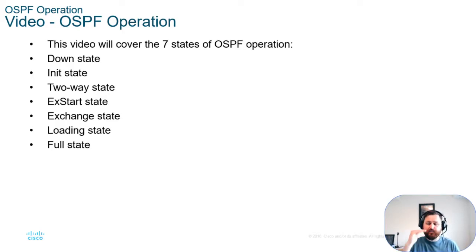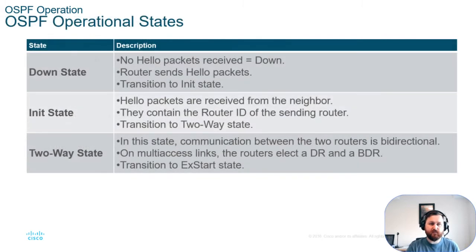But each router has to go through all these steps. So a down state just means that nothing's working. It's down. The port's down. Init state is where our hello packets are first actually being sent out. And if the hello packets are actually being accepted, then we move into a two-way state, which is where both routers are going to be sharing information back and forth, and starting to determine who's going to be the designated router and backup designated router.